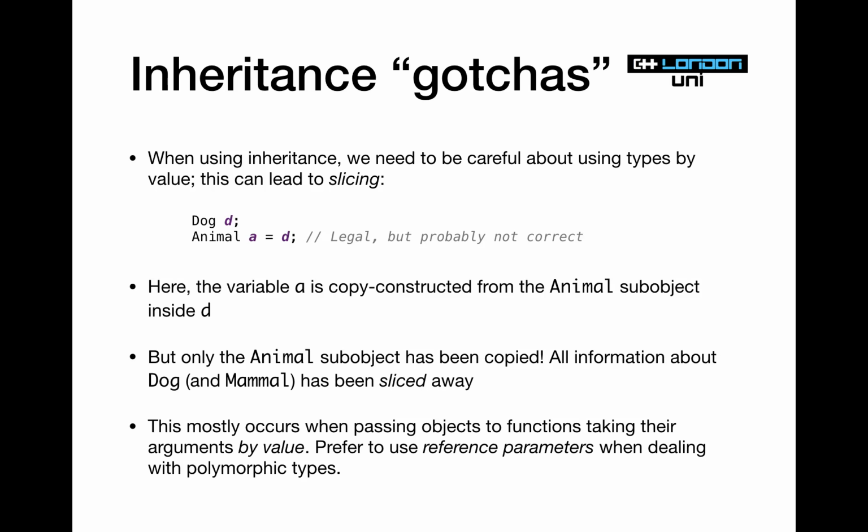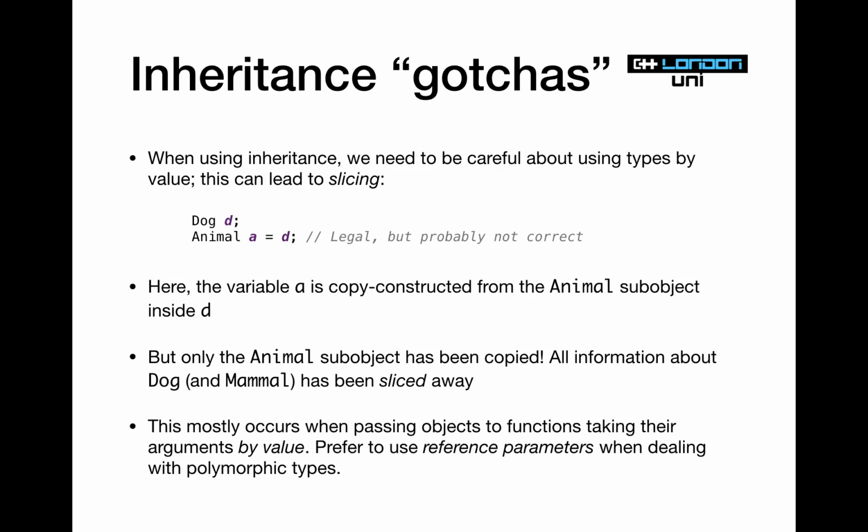Because you can't have an array of mixed types in C++, right? So we could have an array of 5 dogs, and then we could create an array of 5 animals and copy each of the animal subobjects. But again, that's probably not what you want. This whole slide is called gotchas because this is a mistake. This is almost always a mistake. This is usually not what you want.